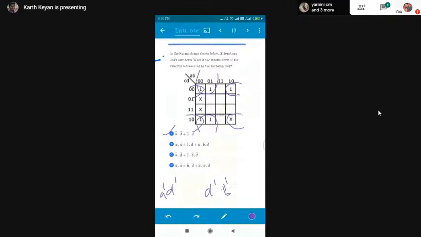Okay, some people they will do like this. Surely you will get 2 marks. Okay. By practice only it all comes. Without practice it will not come.